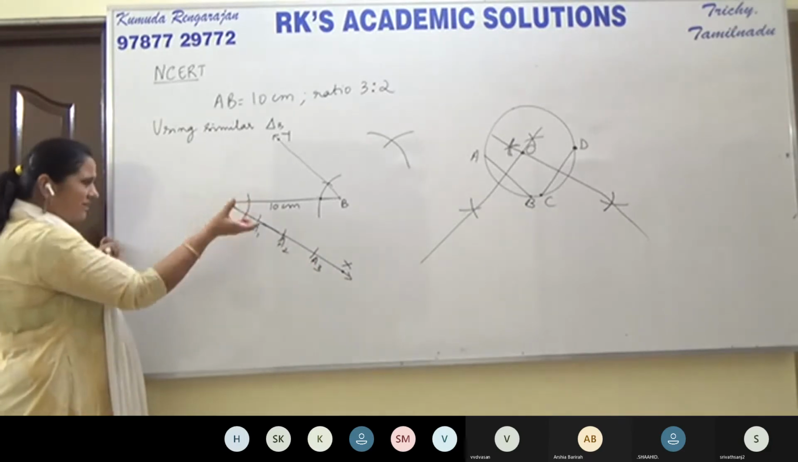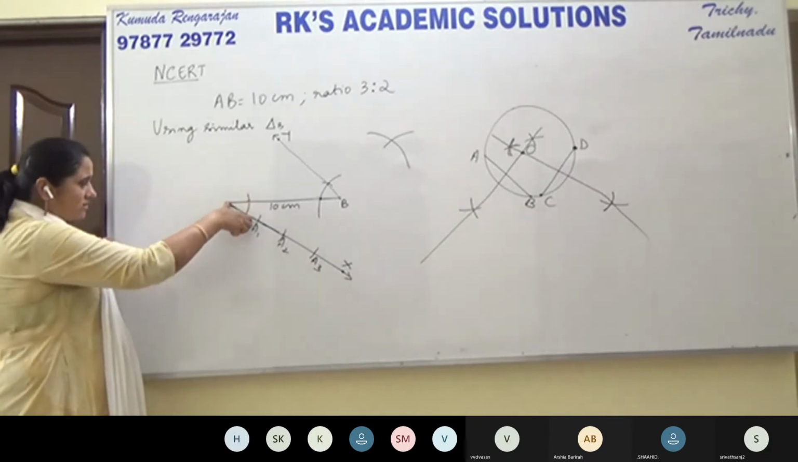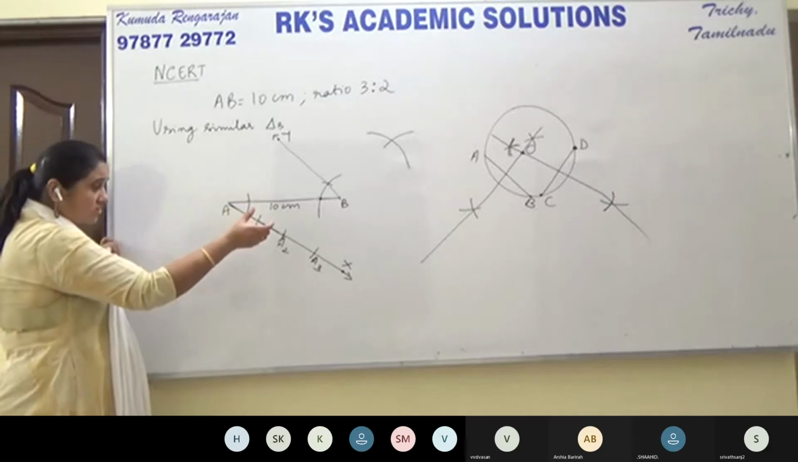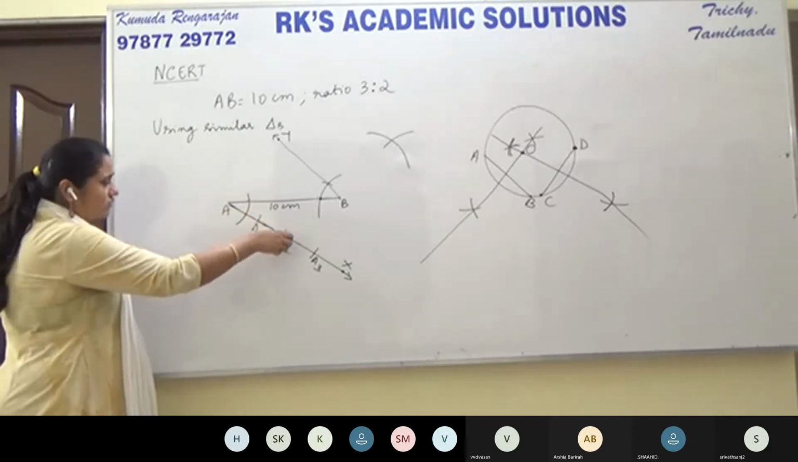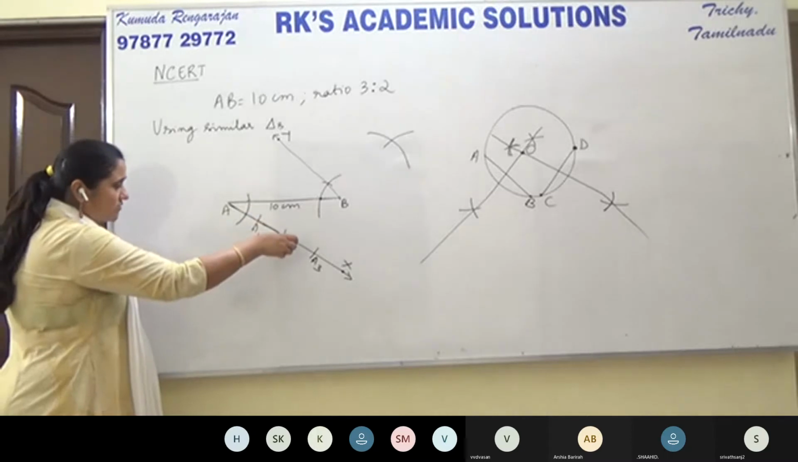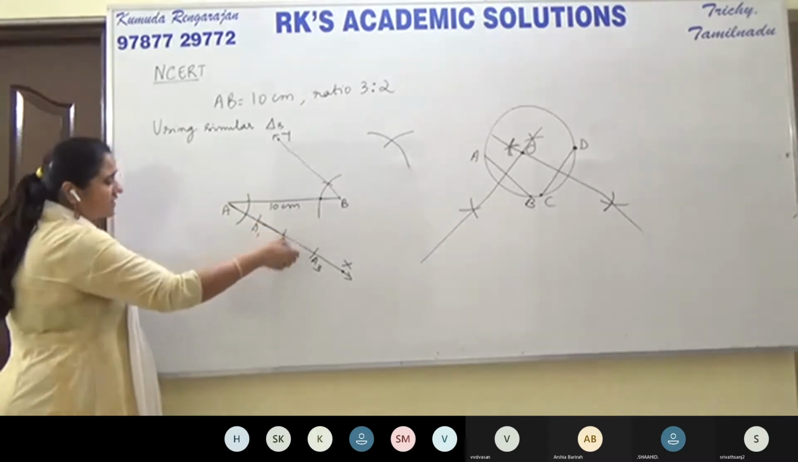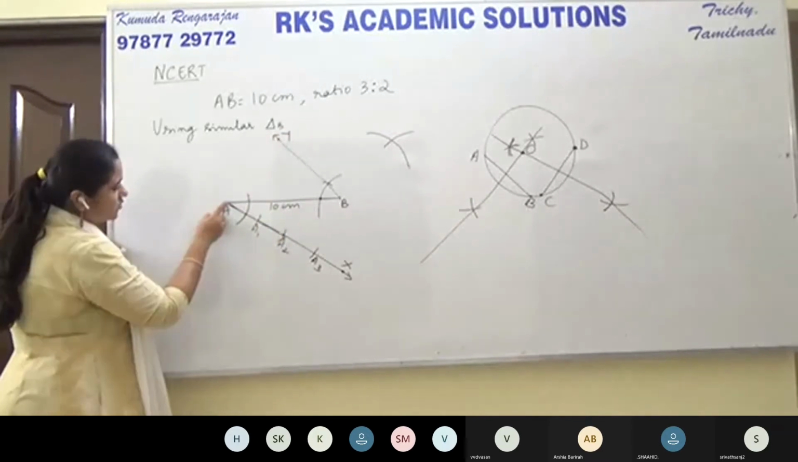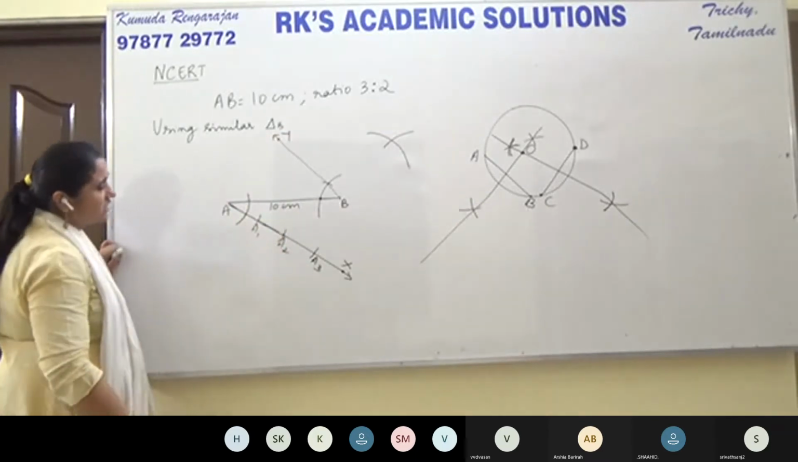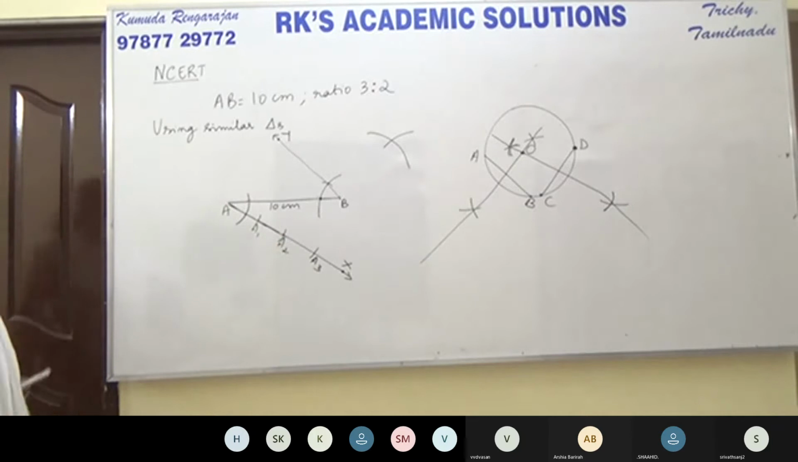Compass at A, any radius, just draw an arc. That point is A1. Now don't change the radius. Put your compass on A1, draw an arc. That is A2. And now put your compass on A2, same radius, cut an arc. And that is A3. So we have 3 arcs here because the ratio is 3:2. So 1, 2, 3. A1, A2, A3.